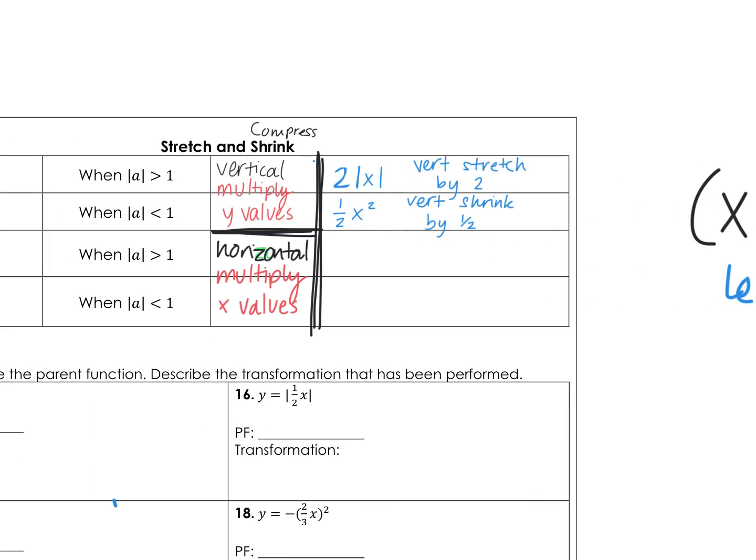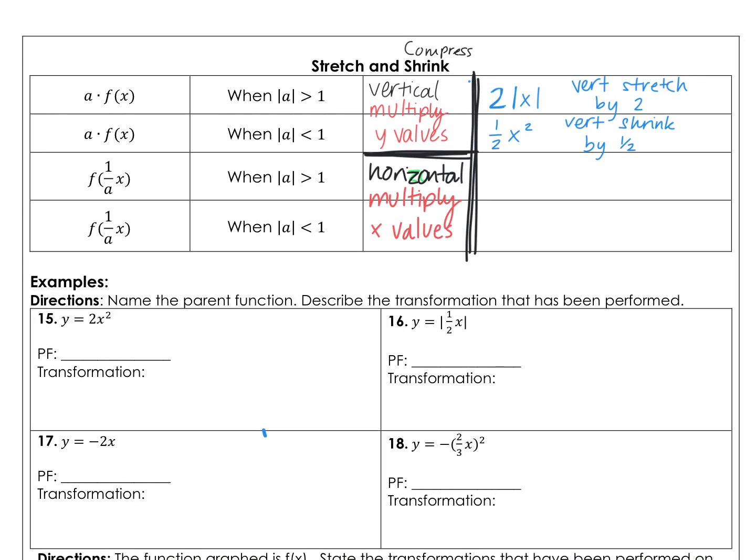Inside is a liar, so if I have something like the absolute value of 2x, you would think it would be a horizontal stretch because it's a number bigger than 1. But actually, it's not. It's a horizontal shrink. And this is where it gets confusing. Horizontal shrink by not 2, but by its reciprocal. So 1/a, which is 1/2. So I take 2 and I flip it upside down and I get 1/2.